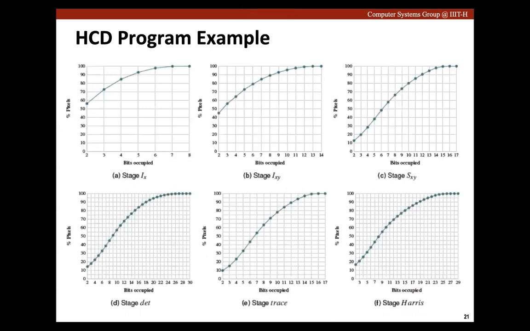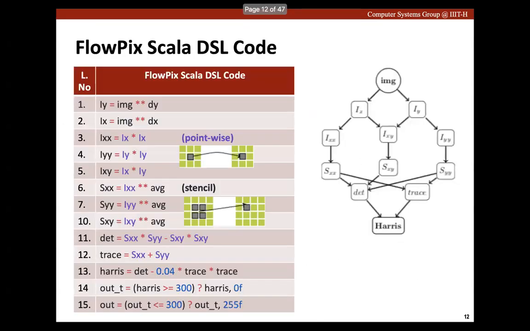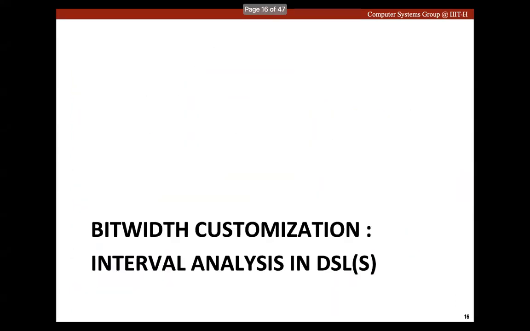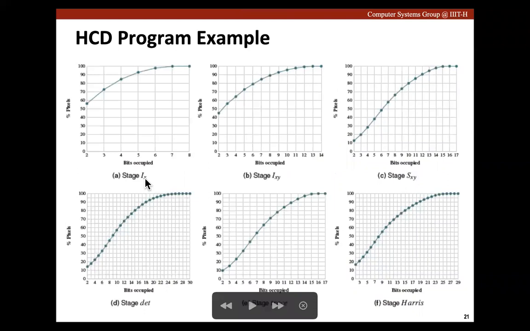In order to understand this, look at the Harris corner detection problem; recall this is the pipeline for the Harris corner detection. For several input images, we took the range of the values. For example, for all the stages coming out of the stage Ix, we looked at the range of values, and through experimental analysis, of course, we figured out that 99% of the pixels require less than 6 bits to represent, and 100% of the pixels can be represented using 8 bits.